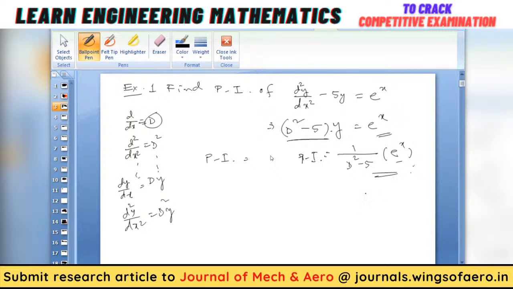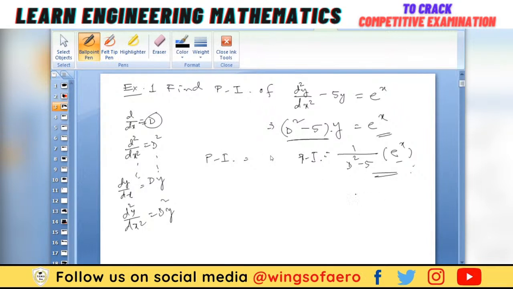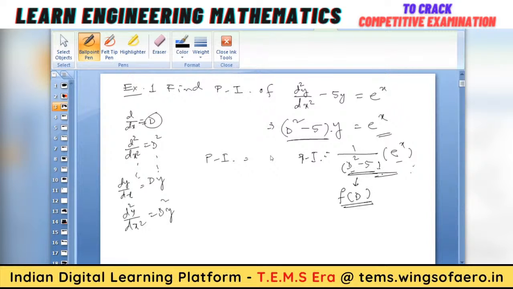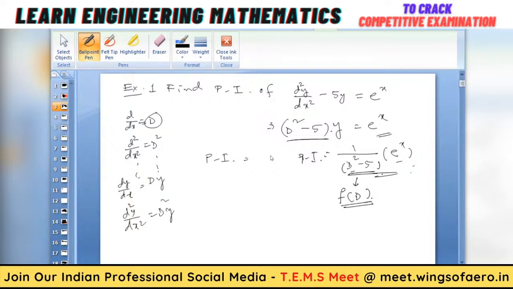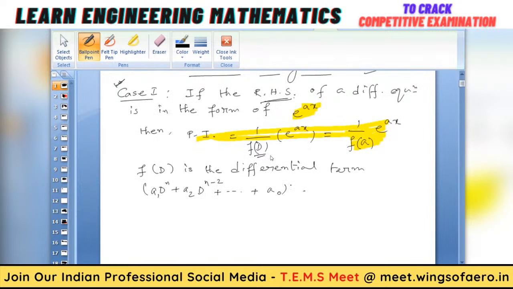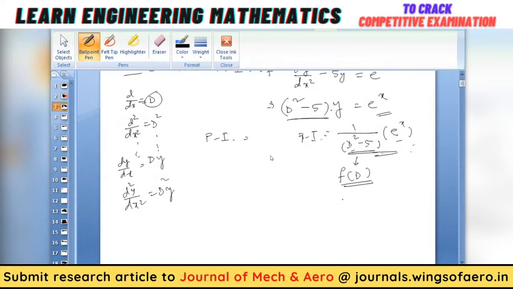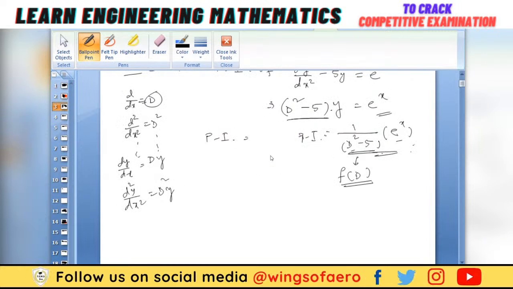Okay, and according to the formula, what is the formula? This D square minus 5 is called f of D. It means function of D only, that is, this term doesn't contain anything other than D. So that is why f(D) in this formula is considered. Look at this f(D), this f(D) is nothing but this D square minus 5.